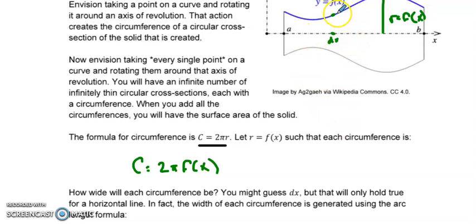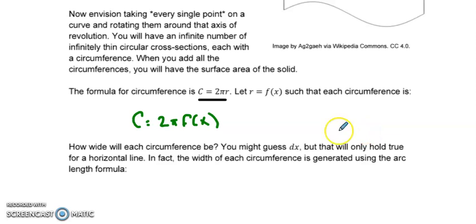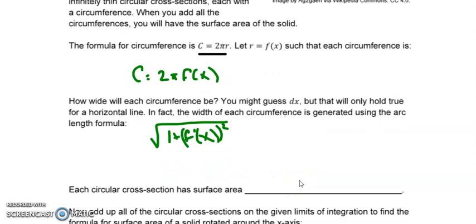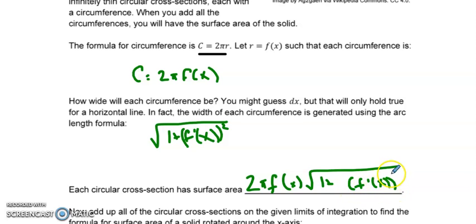So we've got to figure out a way to take this slice, for example, of the curve, and we're going to do that using the arc length formula, which you learned involves the square root of 1 plus f prime of x all squared. So each circular cross-section is going to have a circumference of 2 pi f of x and a width equal to the arc length formula, the square root of 1 plus f prime of x all squared.